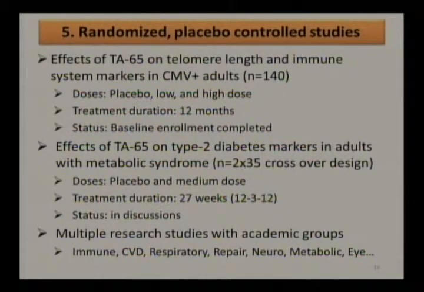Okay, and then in terms of the future, Noel is taking what is actually fairly uncommon for dietary supplement companies, especially small ones, to actually support randomized placebo-controlled studies. And Noel and his team, I think if Sarah Murphy is here, she's the one that's leading the effort to get these off the ground. There is a study that's going on already in a baseline group enrolled. This is the effect of TA65 on telomere length and immune system markers in CMV-positive adults, 140 individuals. So it's sufficiently powered, and it's modeled after the observations that we had from the earlier study.